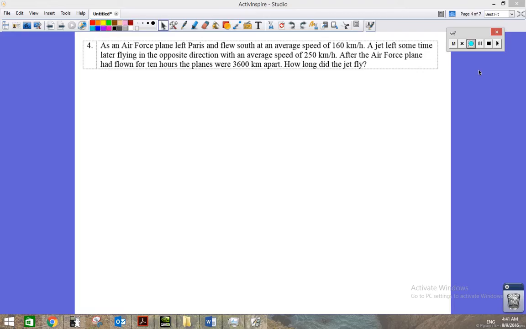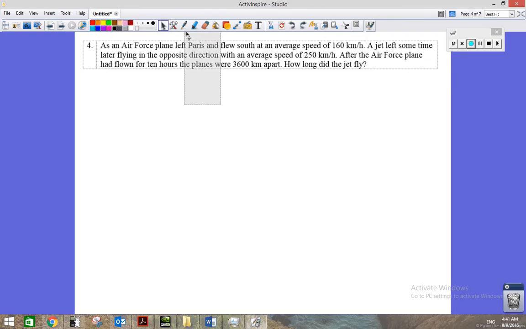After the Air Force plane, so that's the first one, the slower one, had flown for 10 hours, the planes were 3,600 kilometers apart. How long did the jet fly?